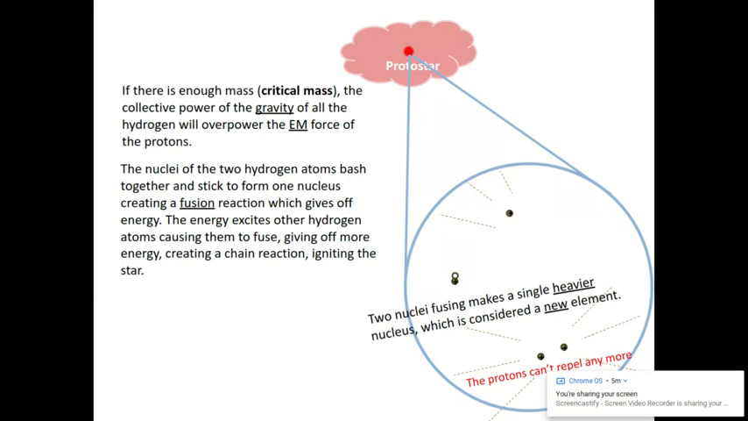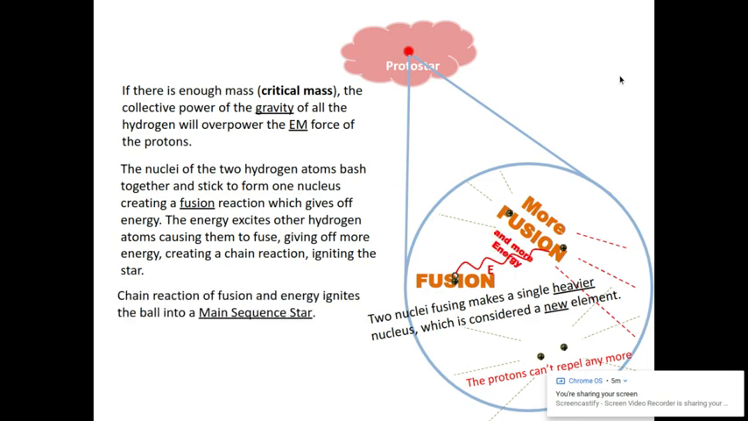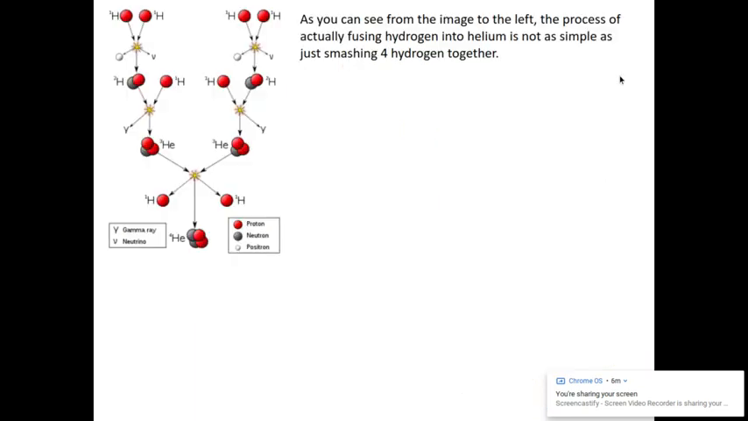So the nuclei of the two hydrogen atoms bash together and stick to form one nucleus, creating a fusion reaction, which gives off even more energy. This energy excites other hydrogen atoms, causing them to fuse, giving off more energy, creating a chain reaction. So that fusion gives off energy, which causes more fusion to occur and more energy. This chain reaction of fusion and energy ignites the ball into a main sequence star.